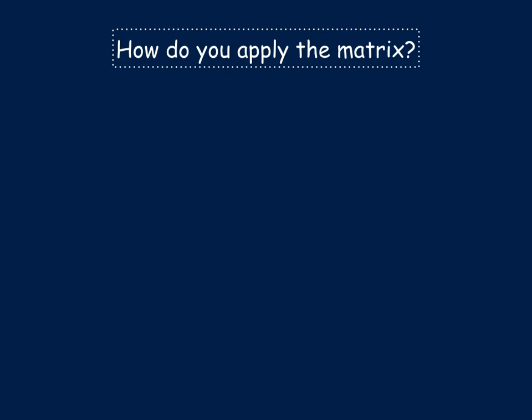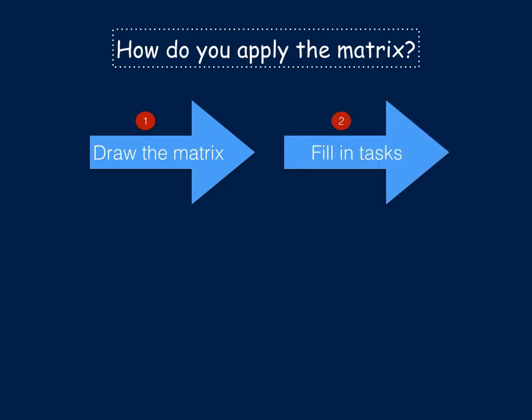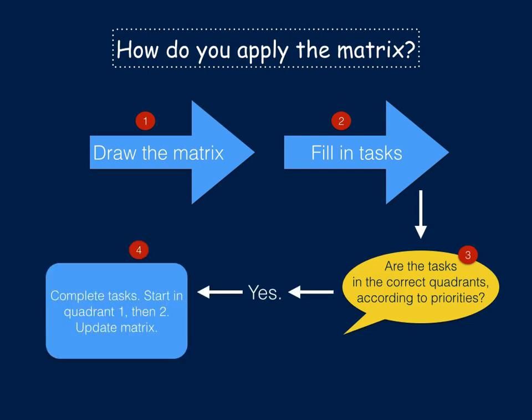Firstly, draw or print out the matrix template provided. On a separate piece of paper, write out all the different priorities that you have, and then fill them into the quadrants accordingly. Ask yourself if you have placed your priorities correctly. If yes, then complete your priorities one at a time, focusing on those in quadrant 1 and 2 respectively. If the answer is no, go back to number 2.